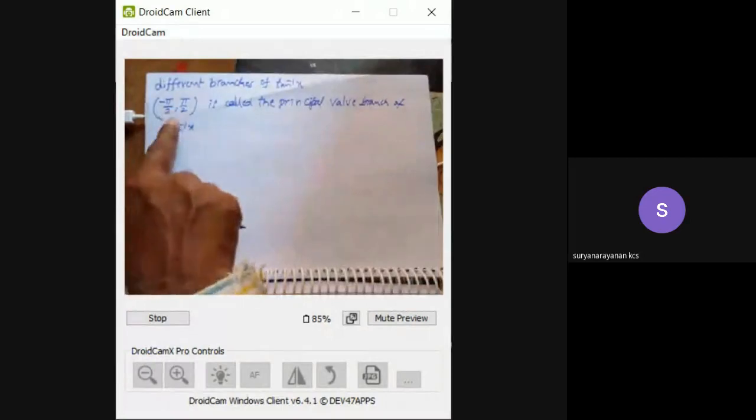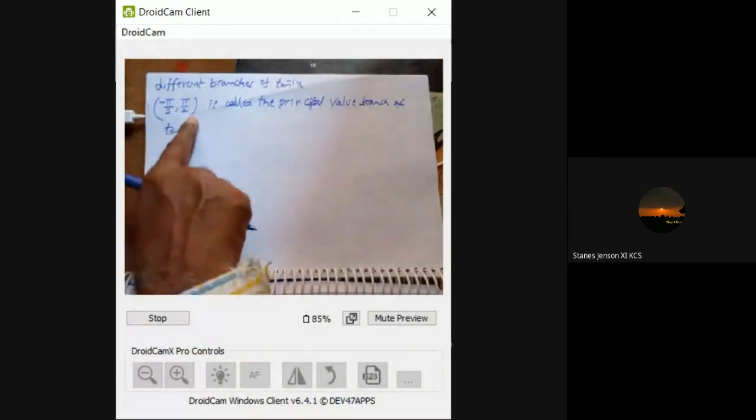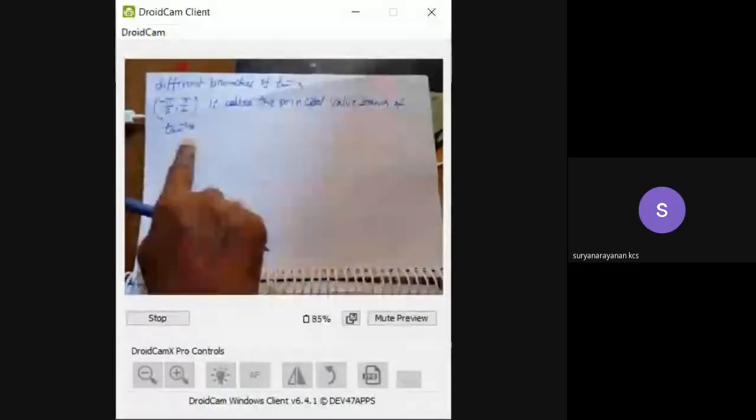Yeah, very good, Joseph. Staines Johnson. Sir, open interval minus pi by 2, comma pi by 2 is called the principal value branch of tan inverse x. Very good, Staines Johnson.